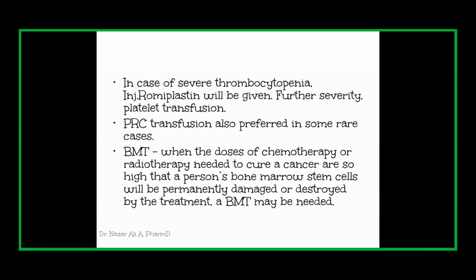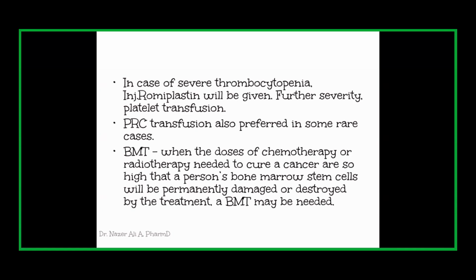Now, in case of thrombocytopenia, they will administer romiplostim 250 micrograms, okay, which is also like a GCSF. Or if more severe, there will be a platelet transfusion. Likewise, PRC transfusion also will be carried out. Or if it is more severe and the patient is not responding to anything, there will be a bone marrow transplantation. So when the complete stem cells are damaged or destroyed, there is a recommendation for bone marrow transplantation, which is the procedure in which a patient receives healthy stem cells, the blood forming cells, to replace their own stem cells that have been destroyed by treatment with radiation or high doses of chemotherapy.